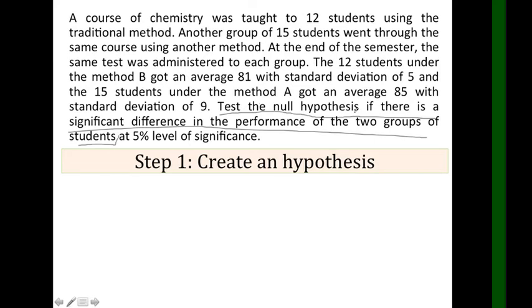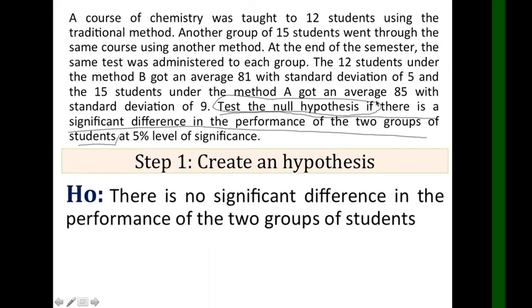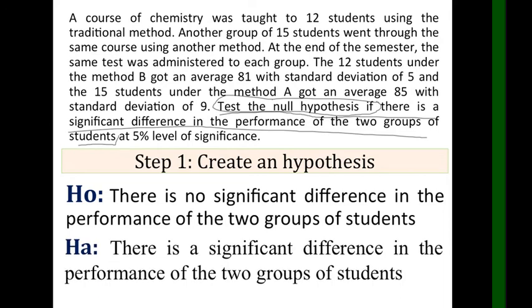Okay, so you can just eliminate this portion to make a statement. So the statement is: there is a significant difference. From the sentence, there is a significant difference, meaning that this given statement or imperative is the alternative hypothesis. So our null hypothesis is there is no significant difference in the performance of the two groups of students, and the alternative is there is a significant difference in the performance of the two groups of students.